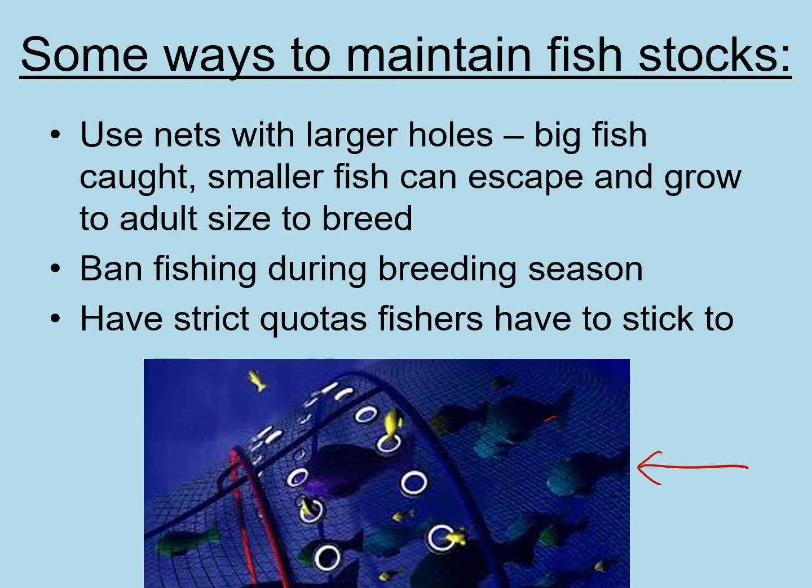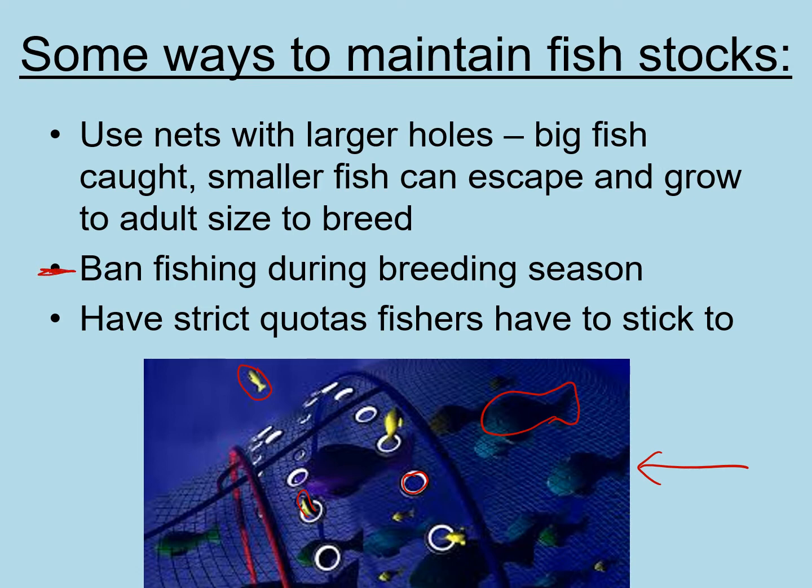And in this image here, you can see it's actually different species of fish. So the ones that we actually want to catch are big enough to stay in the nets, whereas these fish that we don't want to catch, we don't want to destroy their populations, they can escape through these little small holes. So by making fishing nets with different size holes, we can allow smaller fish to escape and only catch the big fish.